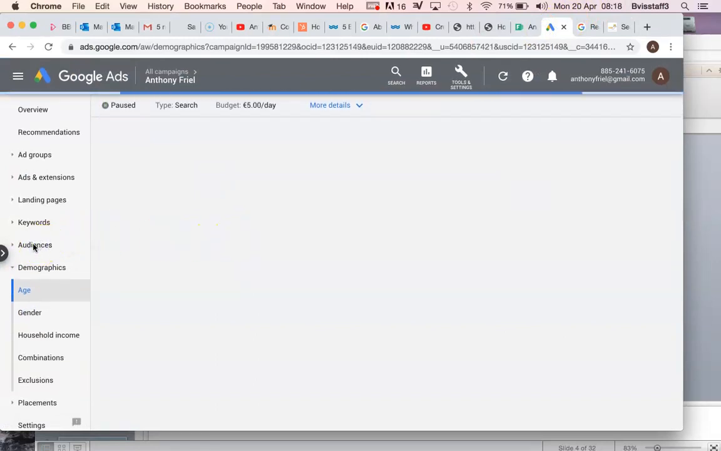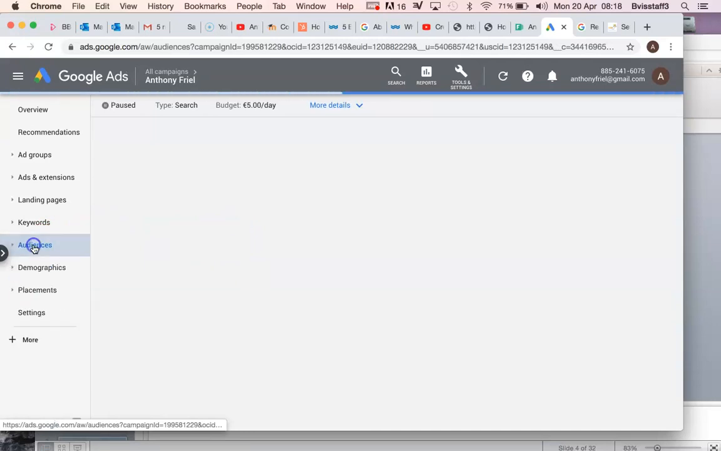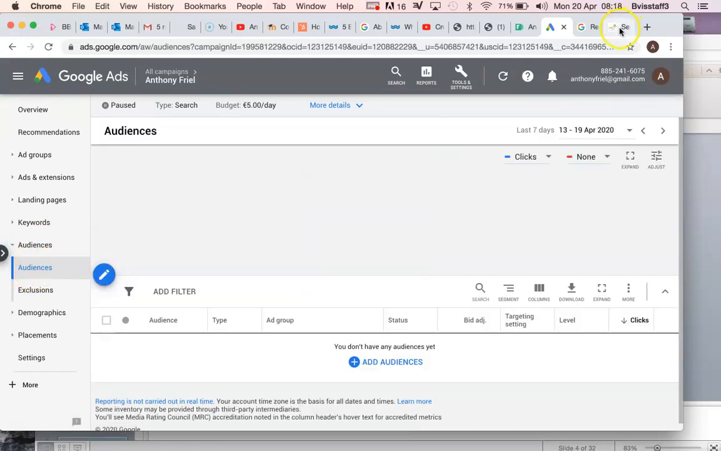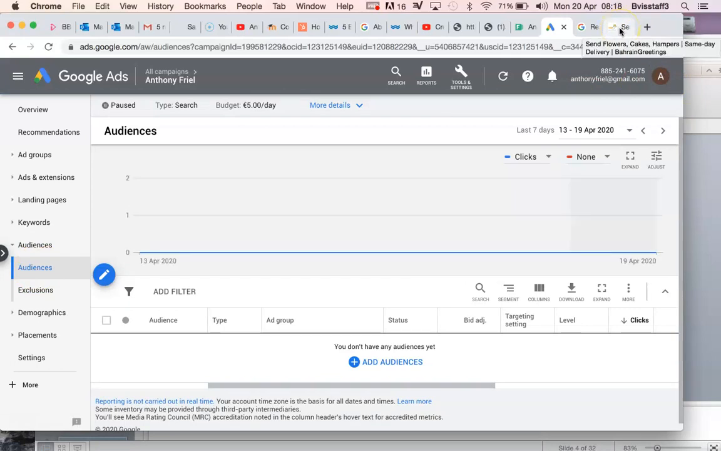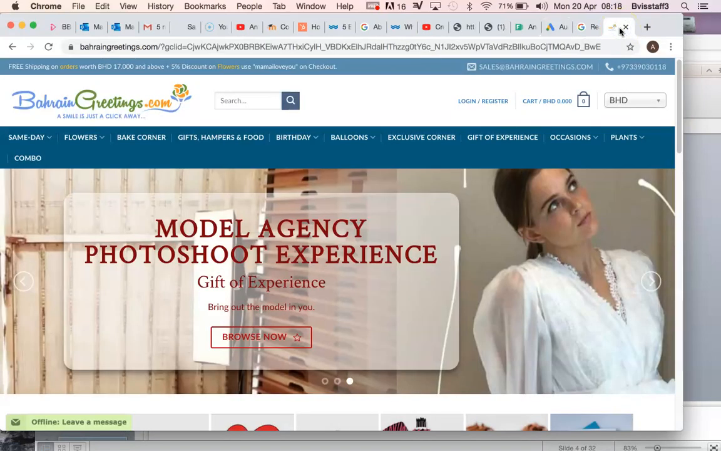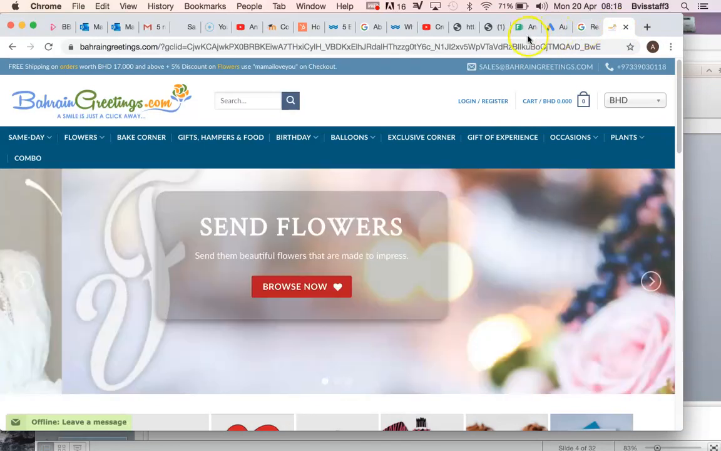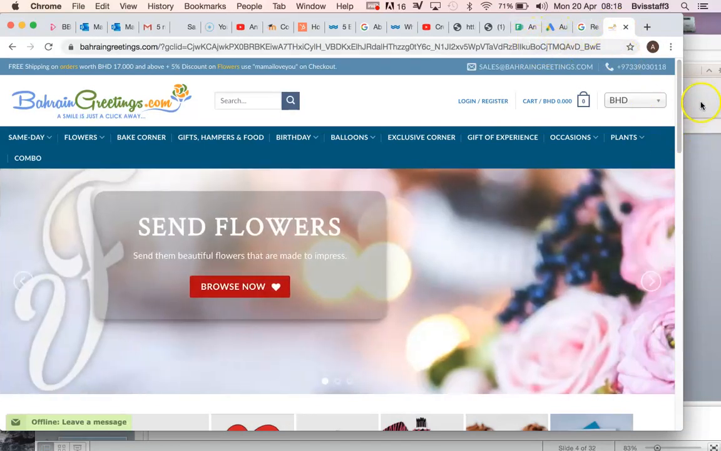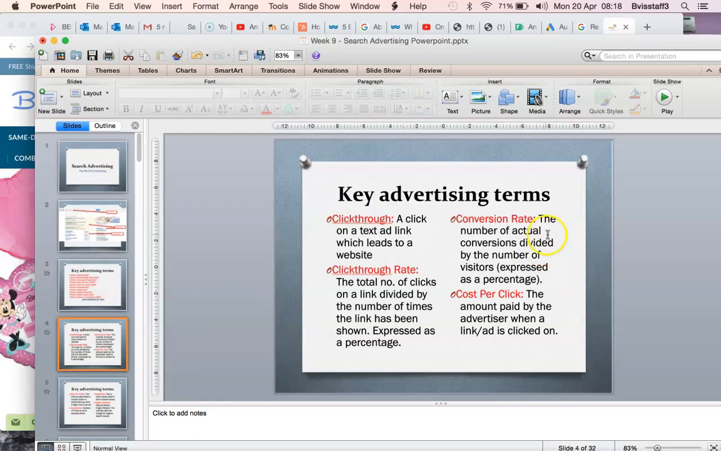It's a bit slow coming up there. I have a bit of a dated account. It was a previous lifetime with my digital marketing, now teaching it. But Google AdWords will give us all this information.